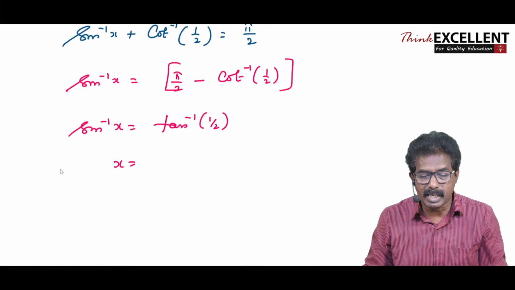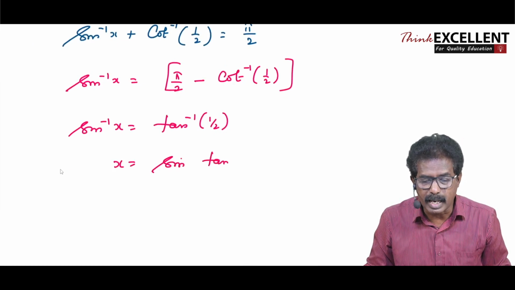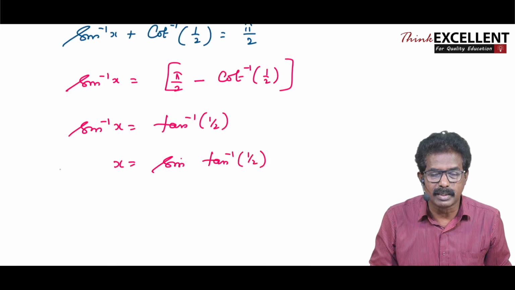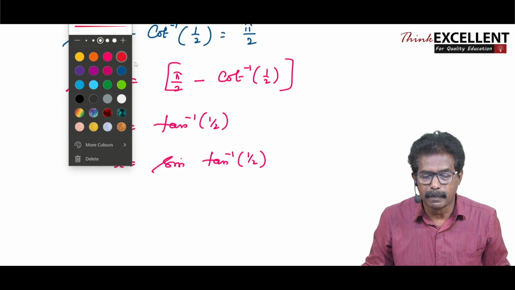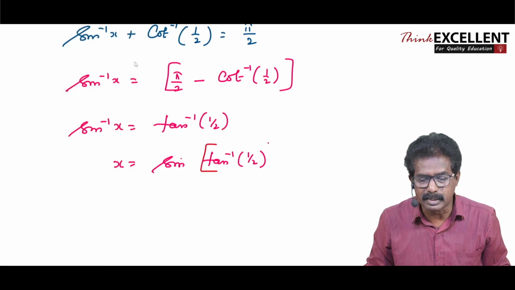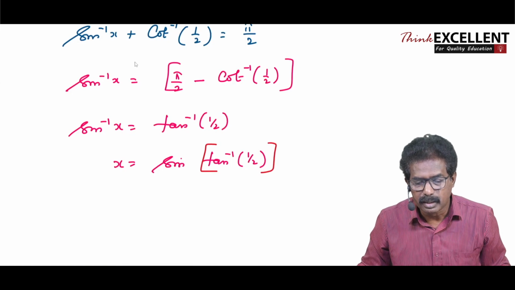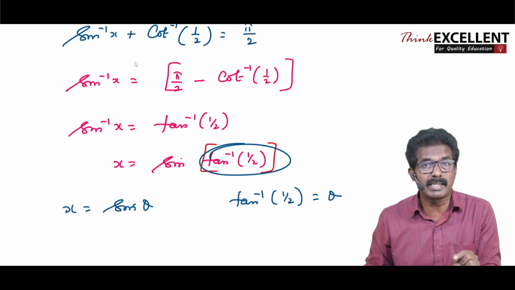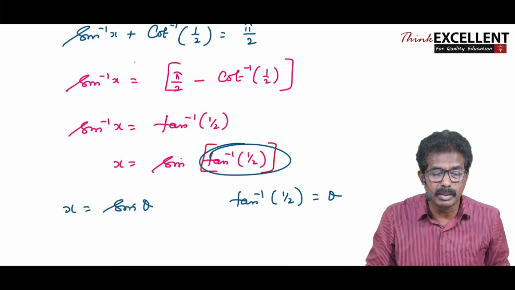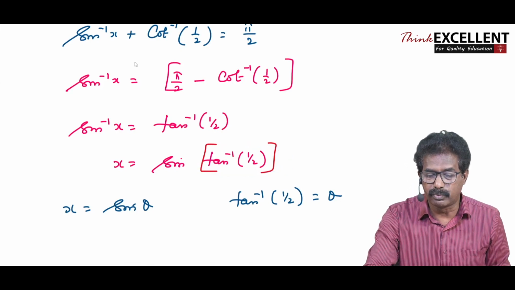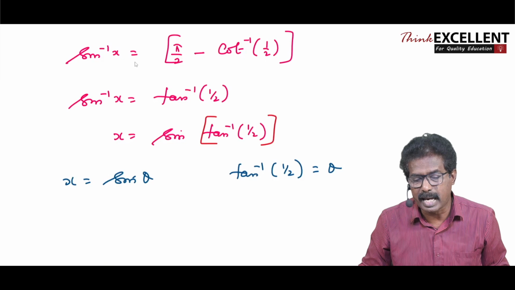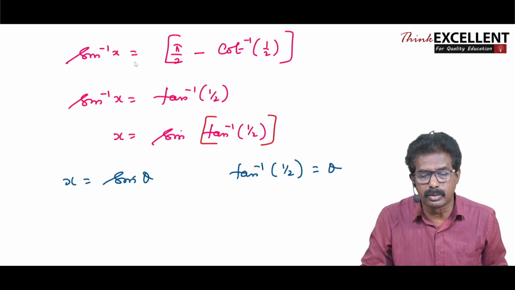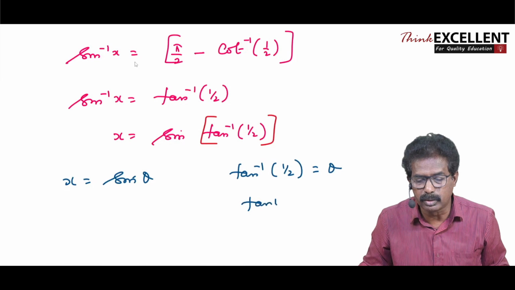Taking sin inverse to that side, you will get sin of tan inverse 1 by 2. Now please listen here, we use a method here. I'm taking tan inverse 1 by 2 as theta. So now x is equal to sine theta, and our aim is to find sine theta. Taking tan inverse to that side, you get tan theta is equal to 1 by 2.